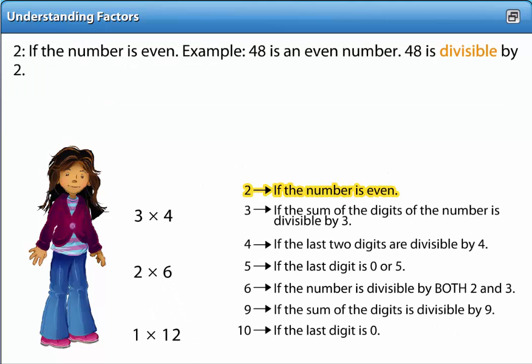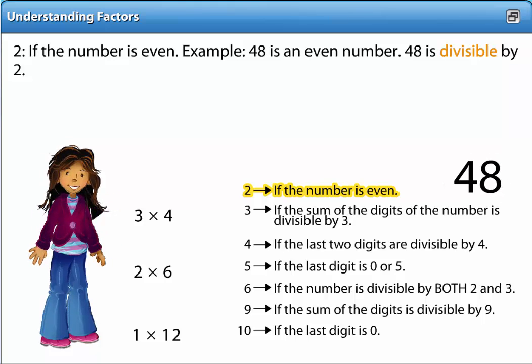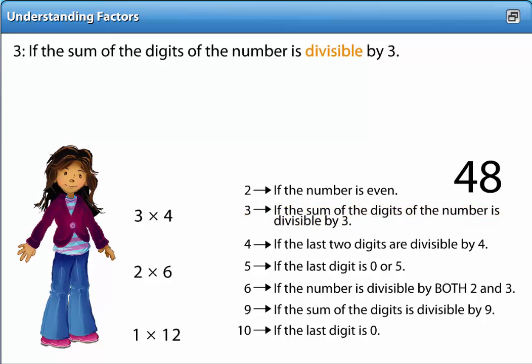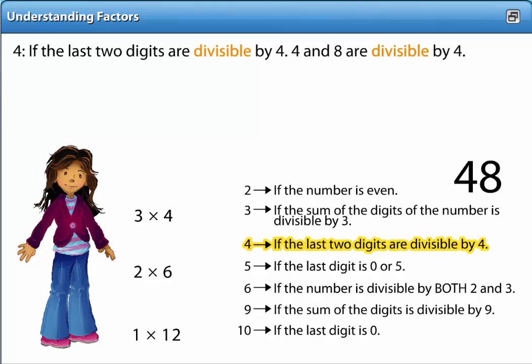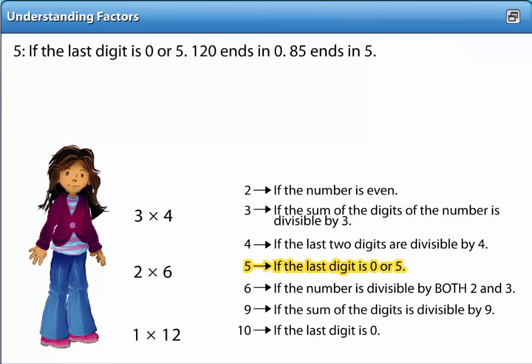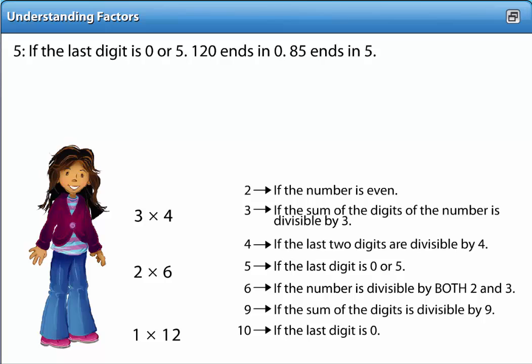2. If the number is even. Example, 48 is an even number. 48 is divisible by 2. 3. If the sum of the digits of the number is divisible by 3. 4. If the last two digits are divisible by 4. 48 is divisible by 4. 5. If the last digit is 0 or 5. 120 ends in 0. 85 ends in 5.